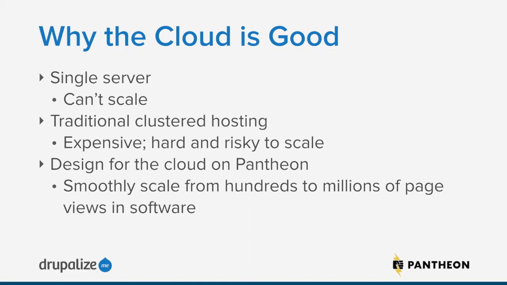So this is a quick review of what we just looked at. Single servers, you can't scale them. The traditional clustered hosting is expensive and a little hard and risky to scale. And with the Pantheon stuff, we're really talking about high availability, and the ability to just scale within seconds is big. And so you can really manage a lot of things. But as we said, there's a little bit of this latency thing. So how do we handle latency so that we can take advantage of the awesomeness of Pantheon in the cloud?